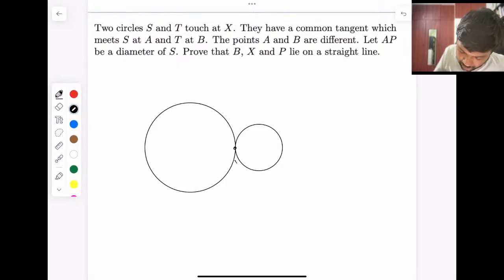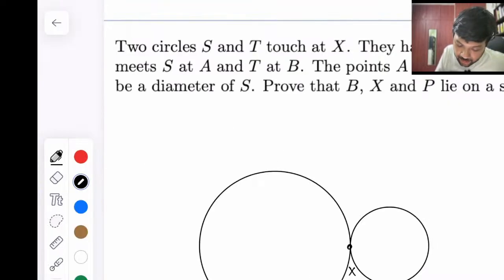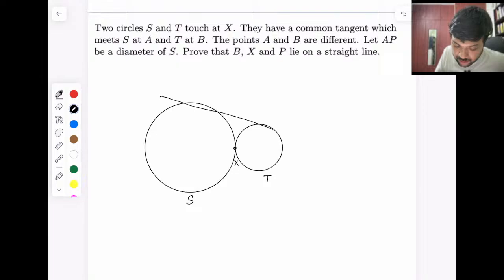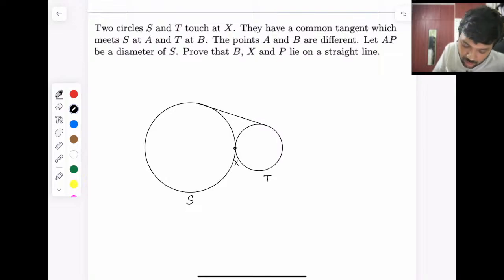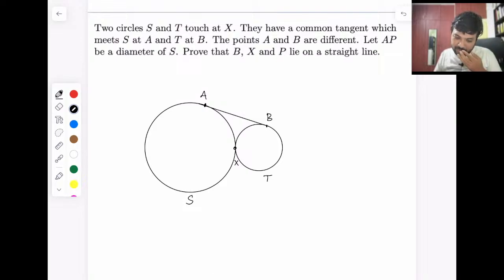They have a common tangent which meets S at A and T at B. Okay, so there's some common tangent. Oh, drawing a common tangent is a bit of a pain. So you believe me, it's a common tangent. It's not actually. The points A and B are different. They're saying it's not equal to the point X, I guess. I'm assuming they are touching externally. They didn't say that. It could be touching internally.